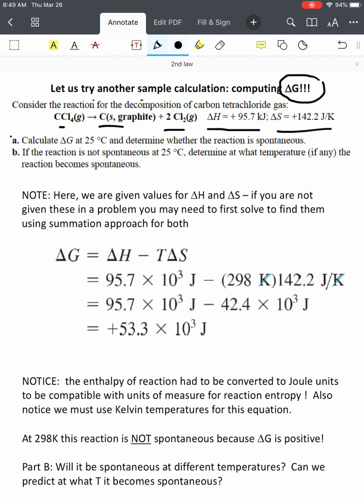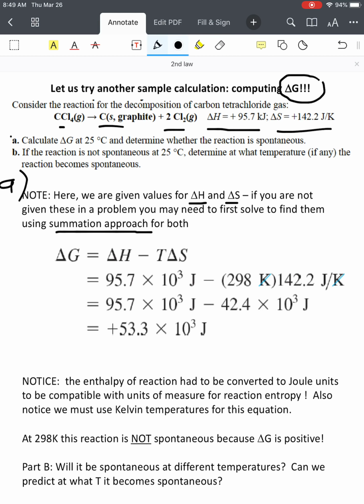So part A. Now this problem, it's kind of user-friendly because we're given values for delta H and delta S. If you're not actually given those in a problem, you may have to actually solve to find them first. Now, we talked about the summation approach last lecture for computing delta S, or the entropy change. You could easily use that summation approach if you're given the reaction. You just have to look up the S0 values, the standard molar entropy values in that table in the appendix at the end of your textbook, and then you can use that summation approach and you're in business, okay? Now, what if you're not given information about the enthalpy? What do you do?